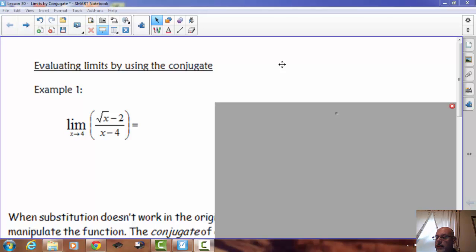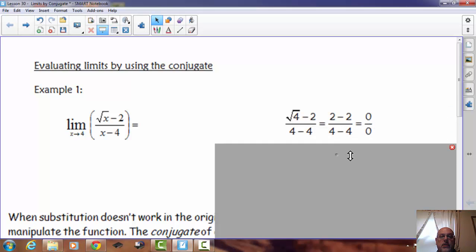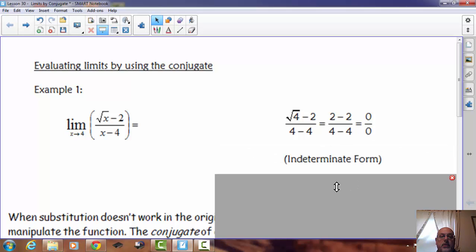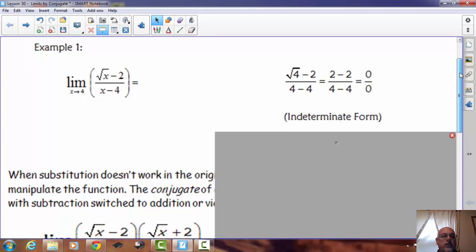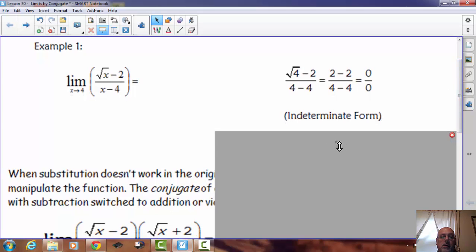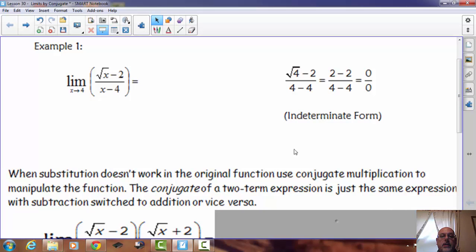So we're going to start off by evaluating this limit as x approaches 4 using direct substitution. When we substitute the 4 in for the x into the function and we evaluate that, we get 0 over 0, which as we recall is the indeterminate form of evaluating limit. So when direct substitution doesn't work, we have to use the conjugate to manipulate the function.